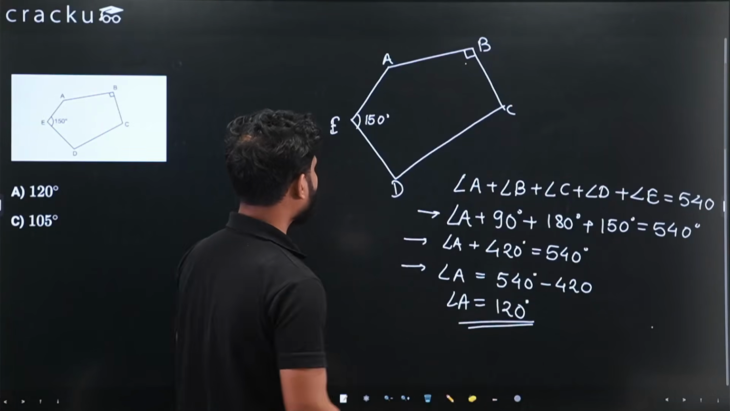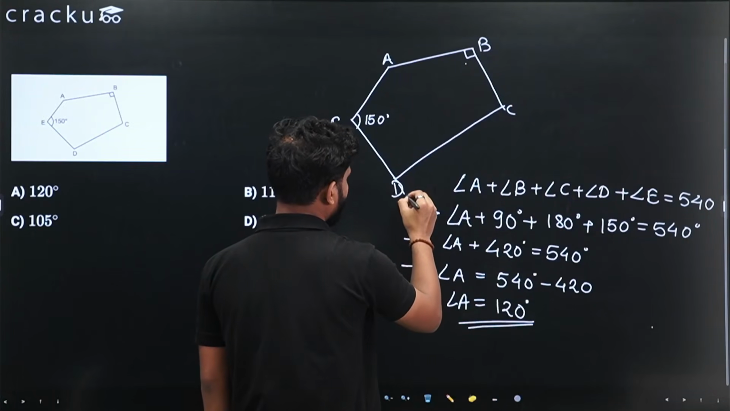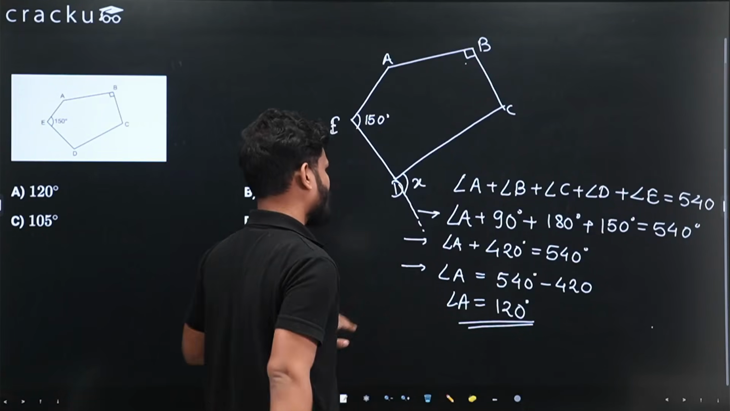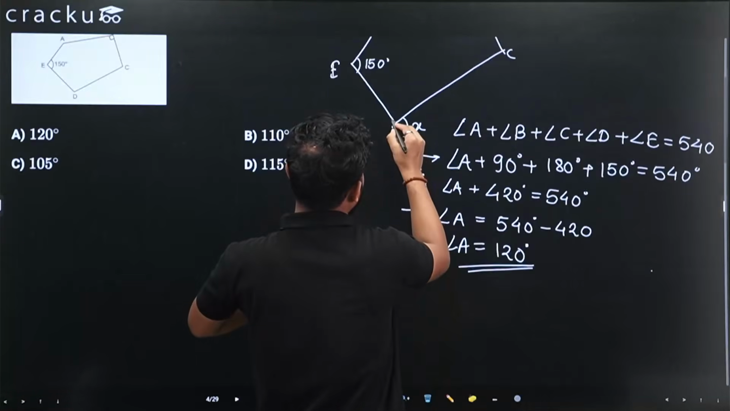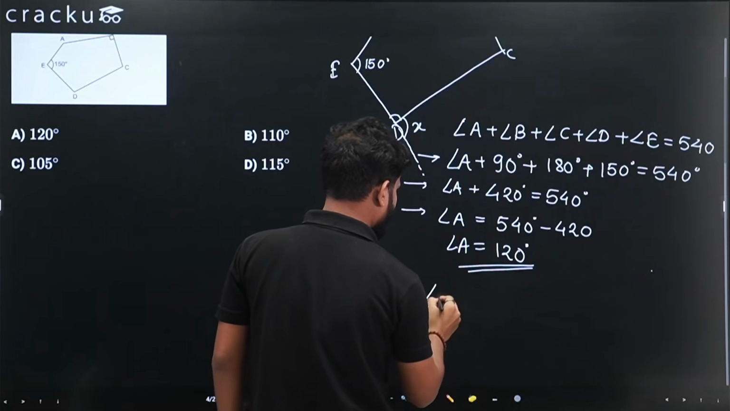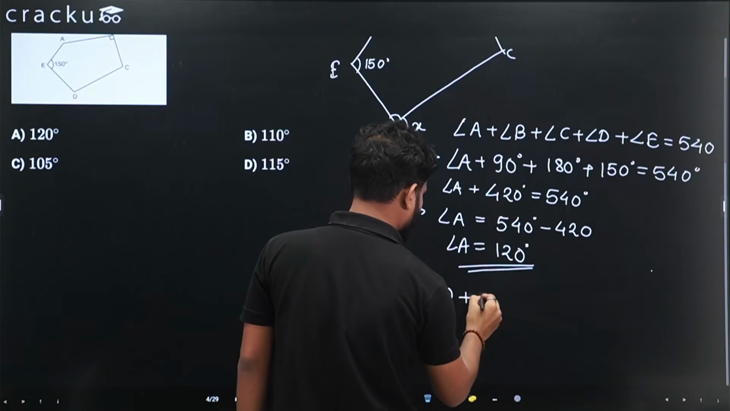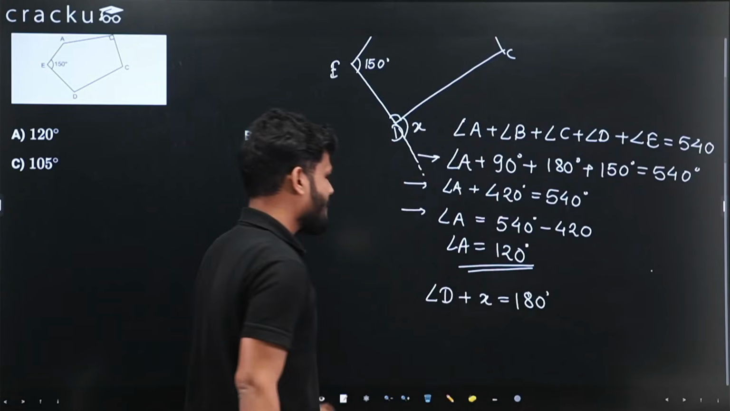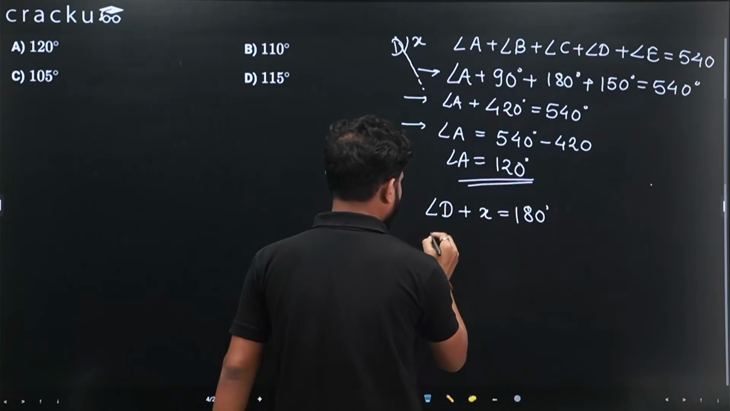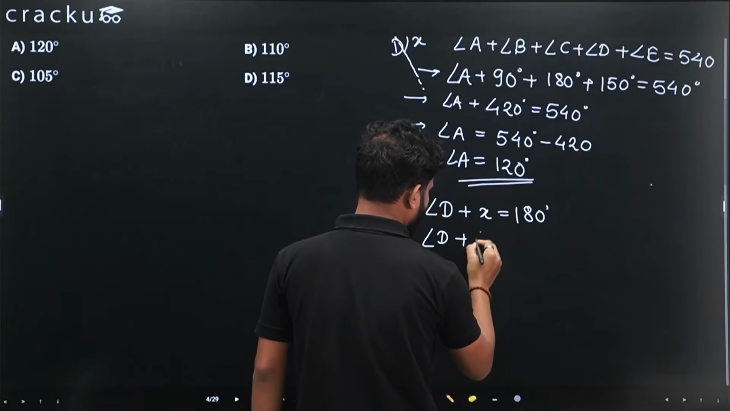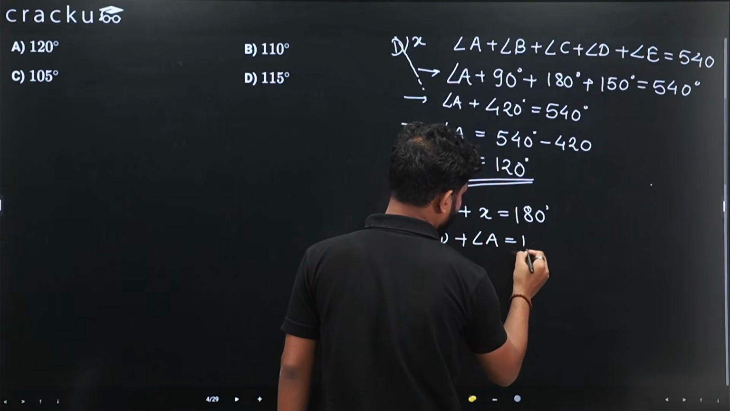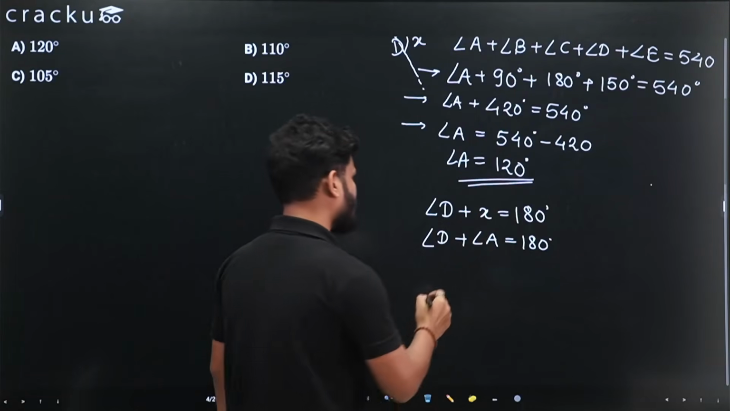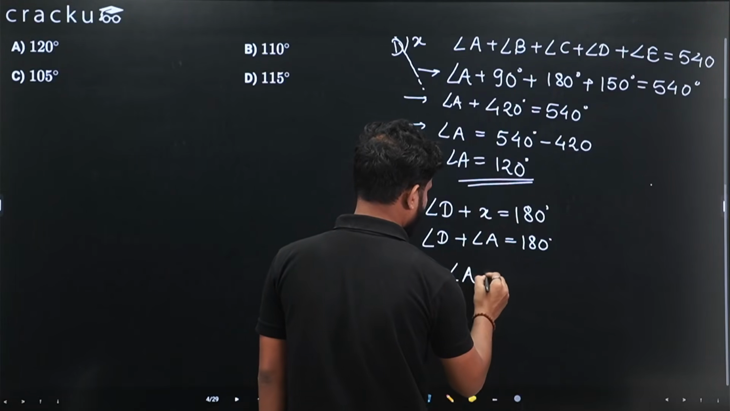Correct? Now you need to find external angle D. So let us say this is X. So can I say angle D, internal angle D plus X is 180 degree? Correct? But I also know that angle D plus angle A is also 180 degree. So I can say angle A is equal to X degree.